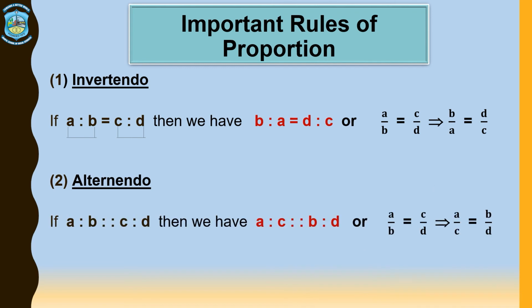The next rule is alternando. If we have a proportion A is to B is equal to C is to D, then we have A is to C proportional to B is to D. Or I can represent it in fractions as A upon B is equal to C upon D implies that A upon C is equal to B upon D. Here we take the alternate terms, that is A, C, B and D.